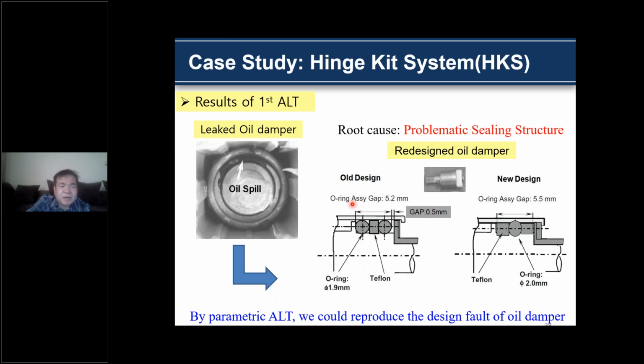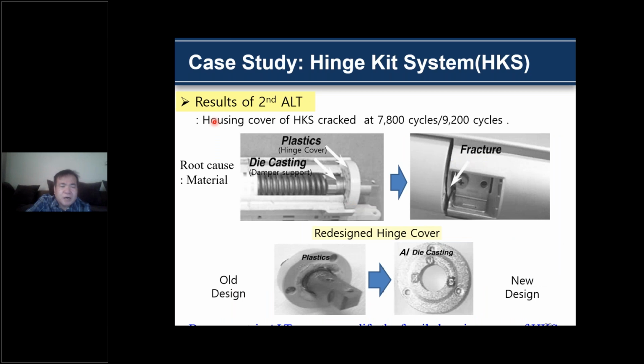This is the result of the second parameter art. Housing cover of the hinge kit system collect 7 and 9,000 cycle. It came from the material problem. When working in the hinge kit system, oil damper spot is a strike the hinge cover. Finally, the cover is a fracture.